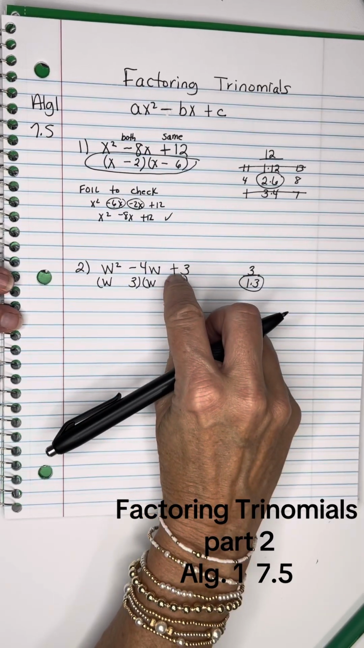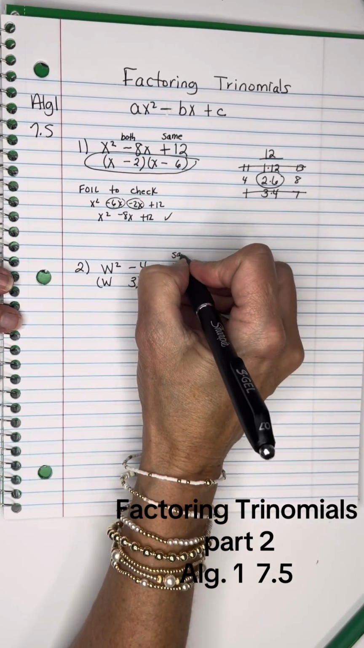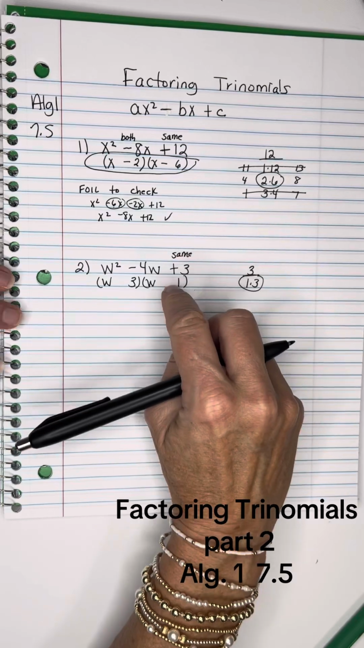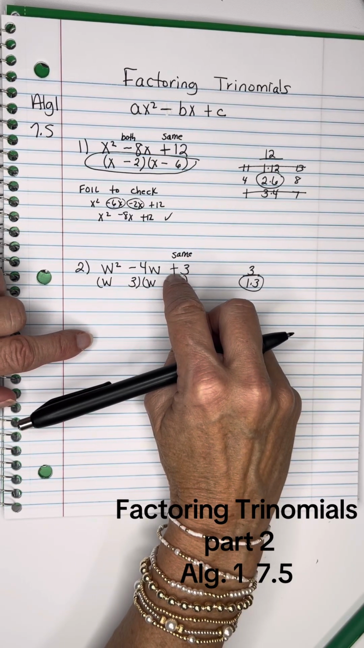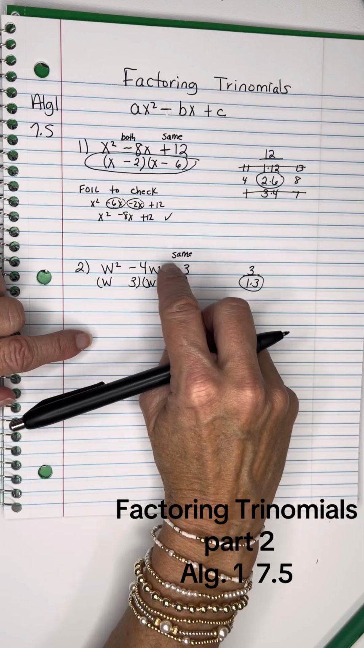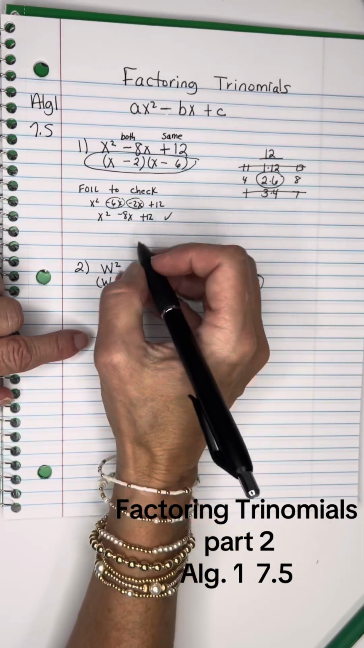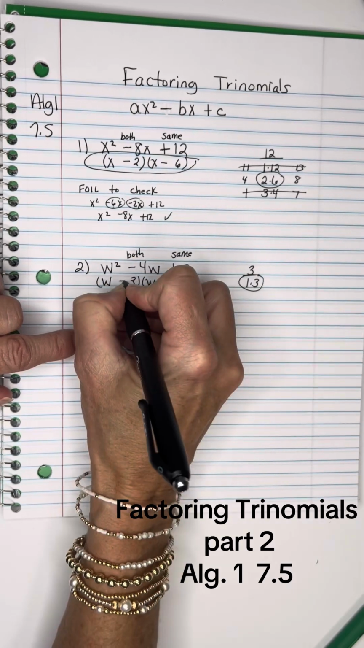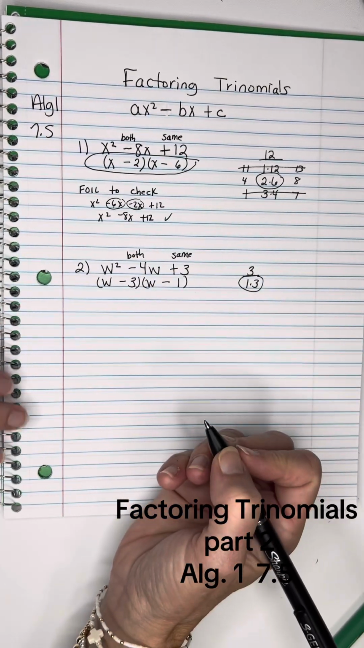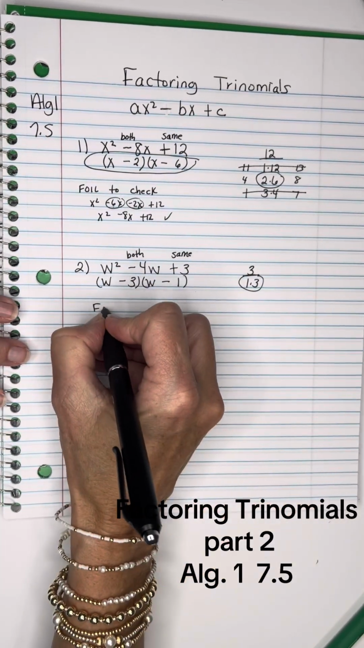Now remember, this plus right here tells me that the signs will be the same as each other. The only way I'm going to get a positive 3 by multiplying is that they're the same. They're either both positive or both negative. Look right here and you'll know what they're going to be. This is negative, so they're both going to be negative. Negative 3, negative 1. All right, let's FOIL to check.